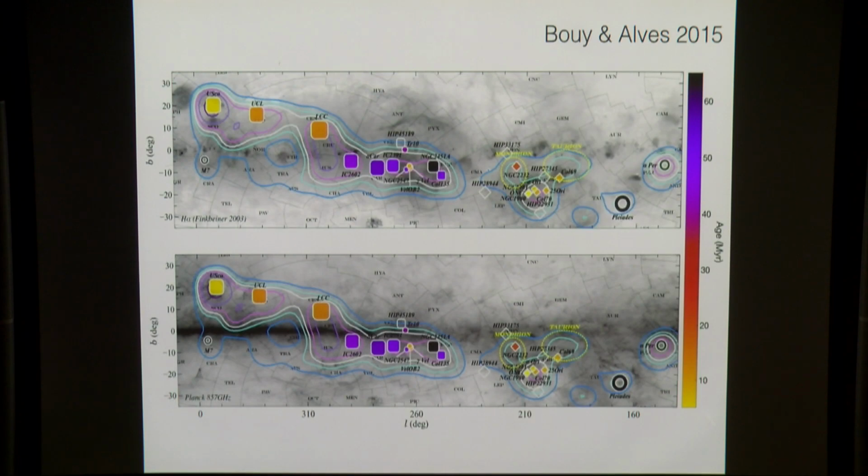Finally, a view of the local neighborhood. So now you know there's Sco-Cen, and you can get an IMF in 5 minutes if you want. This part does not belong to it, so these four, we believe, came from the same event, more or less where the sun is now in the galaxy, by the way. Of course, the sun was not there. It was 15 million years ago. These two come also together.